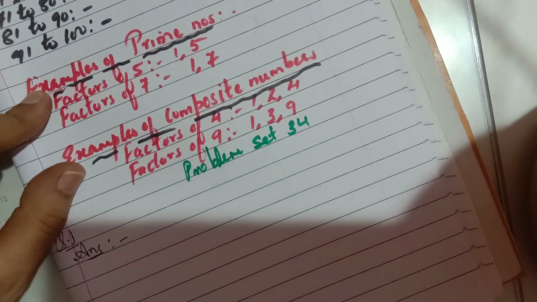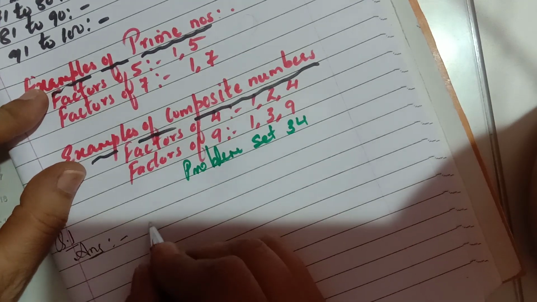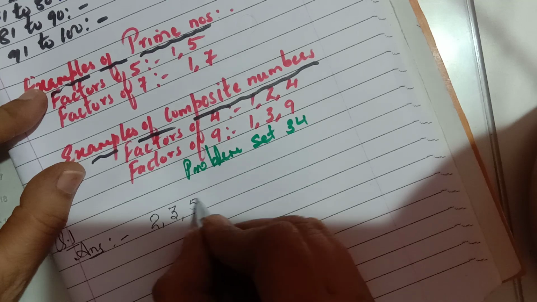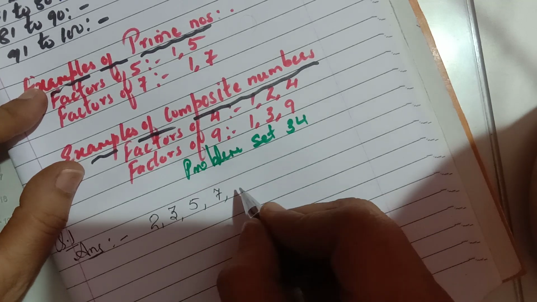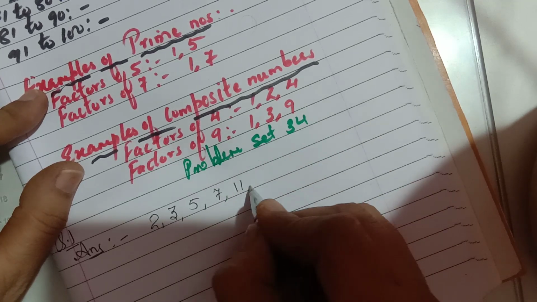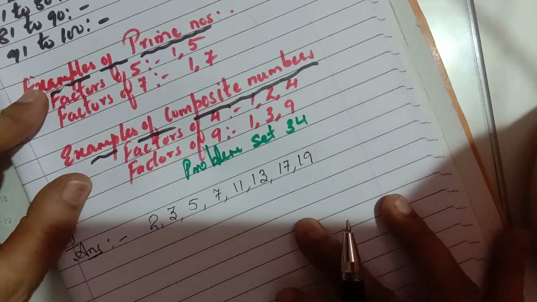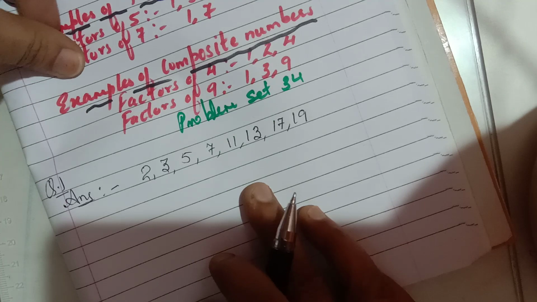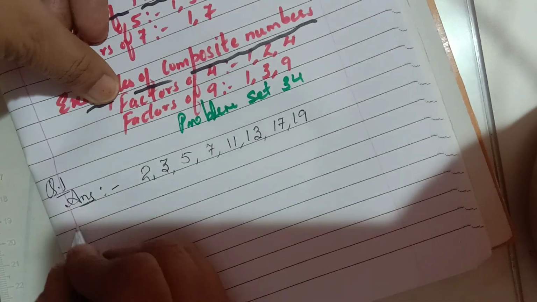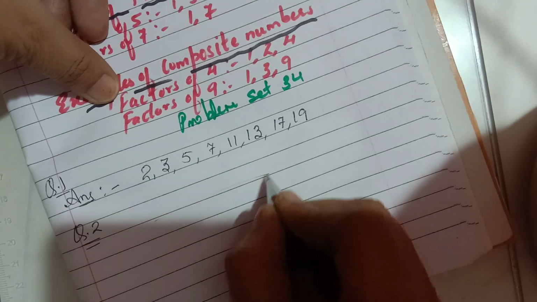So we have to write all the prime numbers. So what are the prime numbers? They will be 2, 3, 5, 7. Okay, 9 is not there, 10 also not, 11, 13, 17 and 19. So these are all prime numbers between 1 and 20. Now question number 2, you will copy the question.